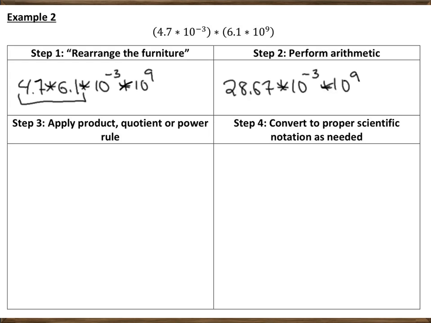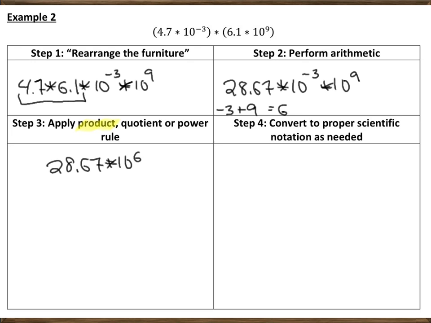When I do that, I get 28.67 times 10 to the negative third times 10 to the ninth. Then I can apply the product, quotient, or power rule. In this case, it's the product rule, and since I have the same base, I can add those exponents. So I have negative 3 plus 9, which is 6. So I get 28.67 times 10 to the 6th power.